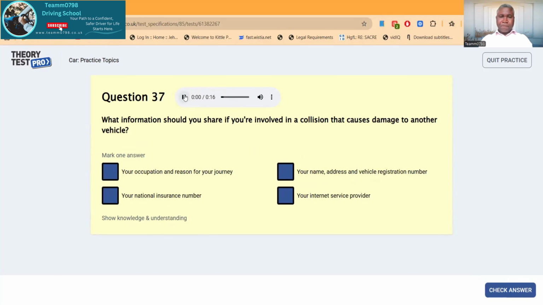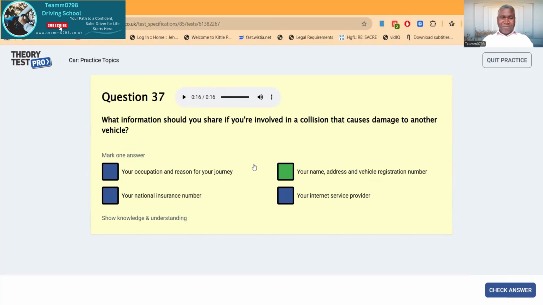What information should you share if you're involved in a collision that causes damage to another vehicle? Your occupation and reason for your journey. Your name, address and vehicle registration number. Your national insurance number. Your internet service provider.